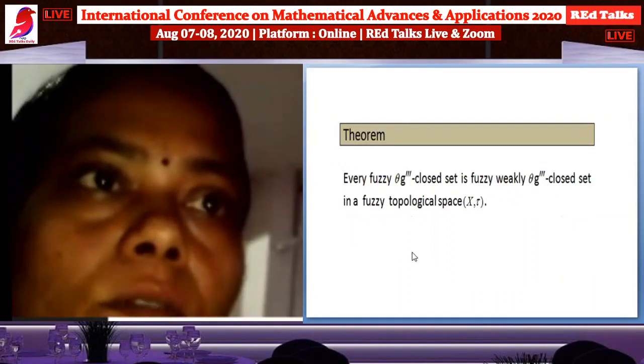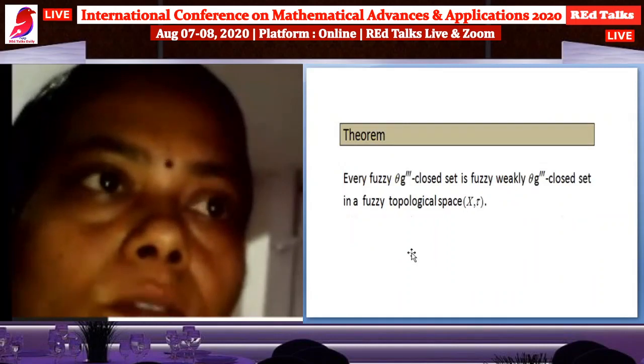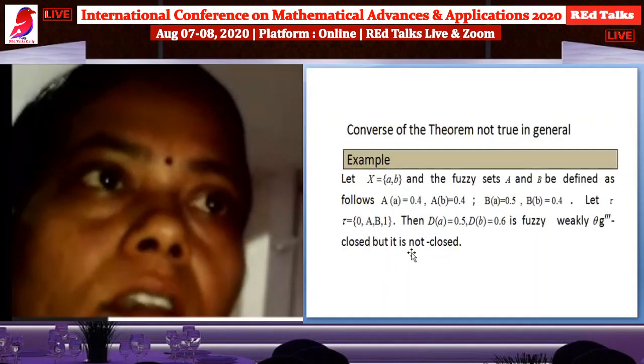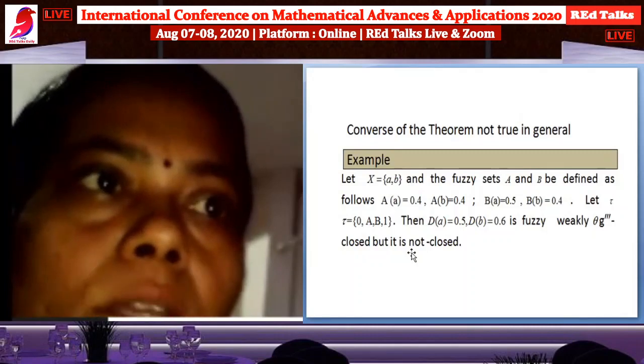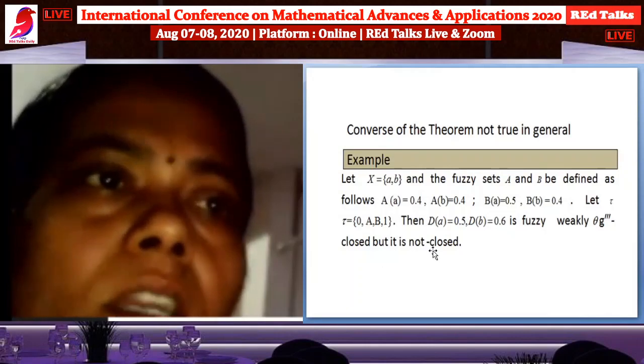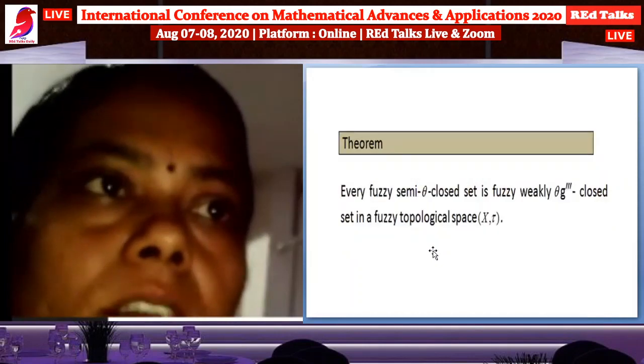Another theorem. Every fuzzy theta G triple dash closed set is a fuzzy weakly theta G triple dash closed set in a fuzzy topological space. But the converse of this theorem is not true, which can be seen by the following example. Let X equal to {a, b} and the fuzzy sets A and B defined as A of a equal to 0.4, A of b equal to 0.4, B of a equal to 0.5, B of b equal to 0.4. Let tau equal to {0, A, B, 1}. Then D of a equal to 0.5, D of b equal to 0.6 is fuzzy weakly theta G triple dash closed, but it is not closed.